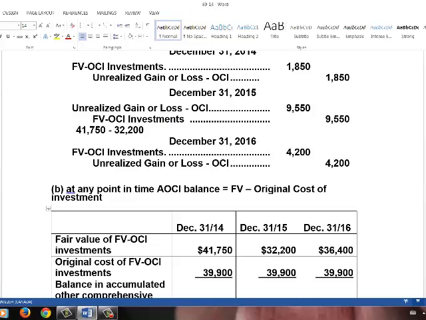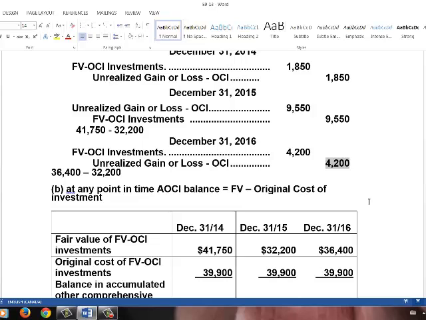Now the investment has gone from $32,200 to $36,400. So it's actually gone up. Its ending value is $36,400, and we had it sitting at the end of last year at $32,200, so it's actually gone up by $4,200. So we're going to debit the investment for $4,200 and credit the unrealized gain or loss in OCI for $4,200.